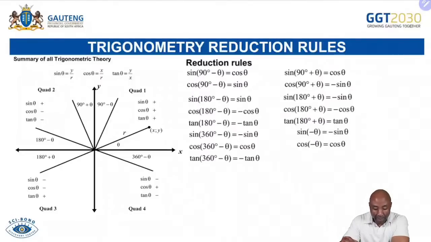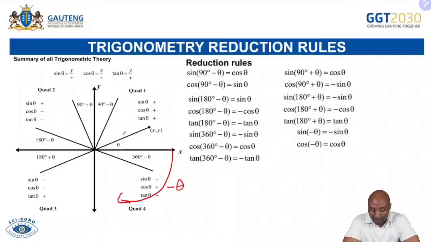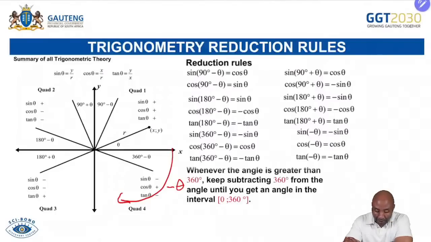The reduction of sine negative theta is negative sine theta. The reduction of cos negative theta is cos theta. Remember, we said for our negative angles, we are moving in a clockwise direction. So this is where we have our negative theta. That's why we are having them as negative. But because cos is positive, cos negative theta will also be positive there. Tan negative theta is negative tan theta.